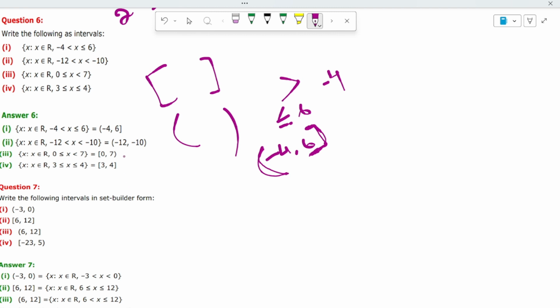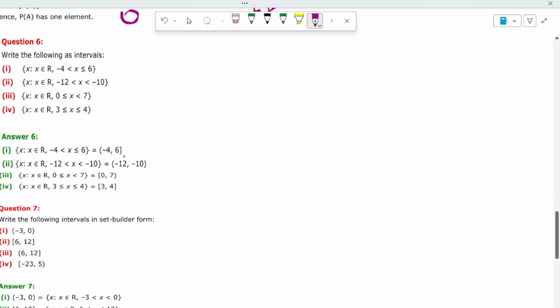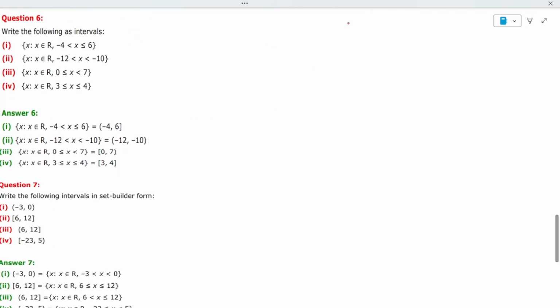Now let's see the second question. It is x is less than minus 10 and x is less than minus 12. Here they have given only minus 10 and minus 12. Minus 12 is smaller among the negative integers, as we all know. So we will write only open parenthesis and close parenthesis, because they have mentioned only less than and greater than, not equal to. So we will write it like this.